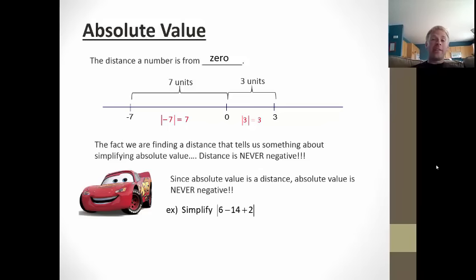So let's take a look at an example here. So we have the absolute value of 6 minus 14 plus 2. Now, these are grouping symbols, so we have to simplify everything inside first.